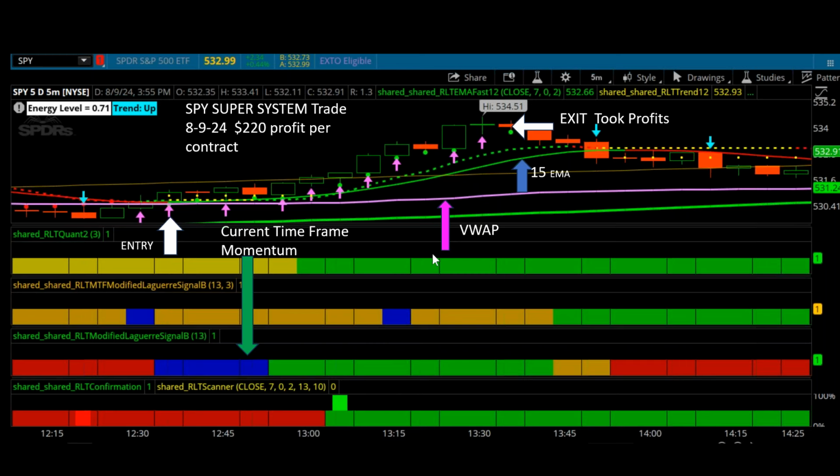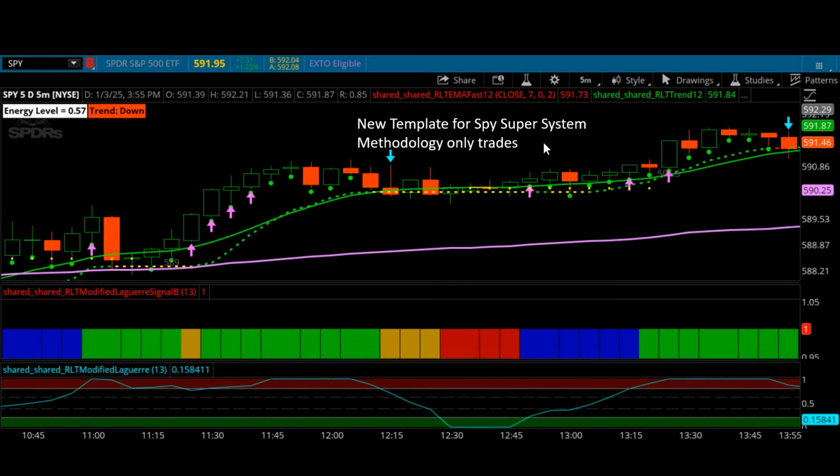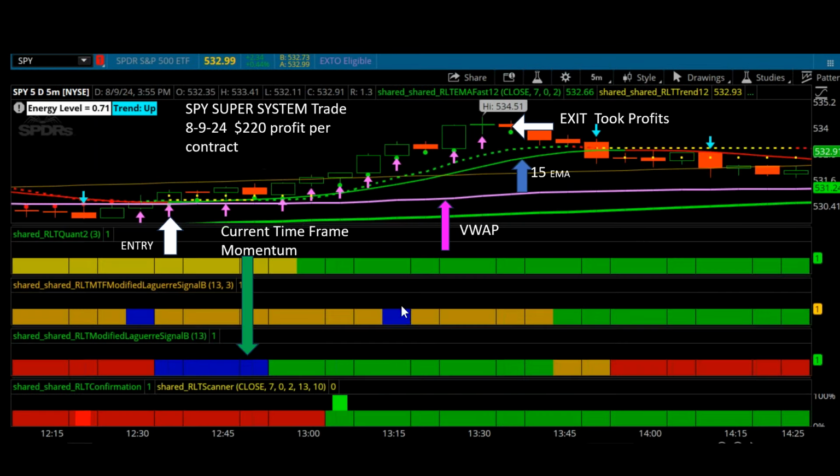And I'll show you, I've actually created another template for this, that if you buy the SPY super system software, you'll get this template as well. This is a new template for just the SPY super system. Notice all I've got is the current time frame momentum and the actual oscillator on here with the VWAP and the 15 EMA. That's all you need. That's what you would trade off the SPY super system. That's got all the information you need to trade the SPY super system right there, all right?